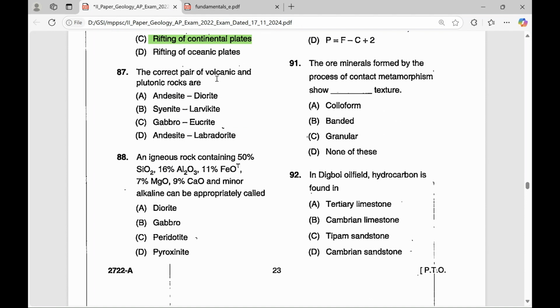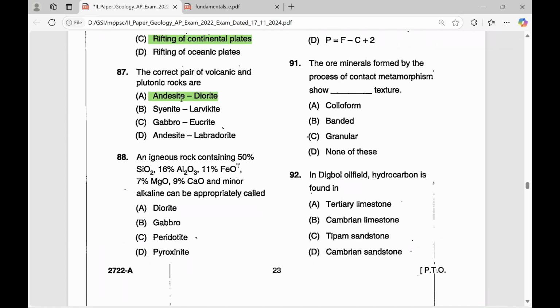The correct pair of volcanic and plutonic rocks, options: andesite-diorite, syenite-larvikite, gabbro-eucrite, andesite-labradorite. Okay, so tell me which is the correct one. See, one thing is for sure, that andesite and diorite is correct, right?